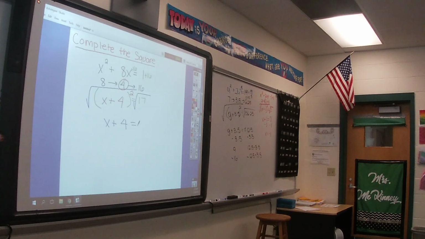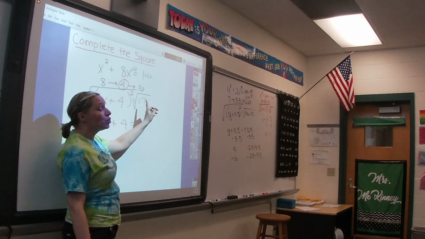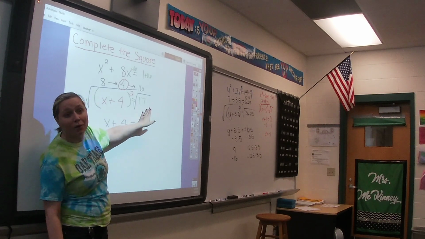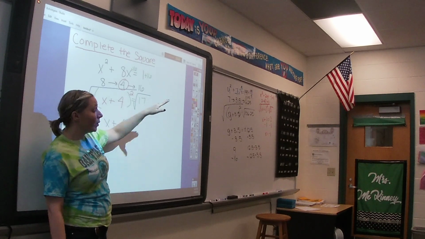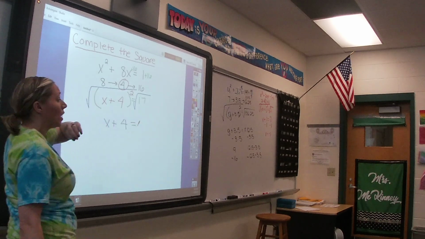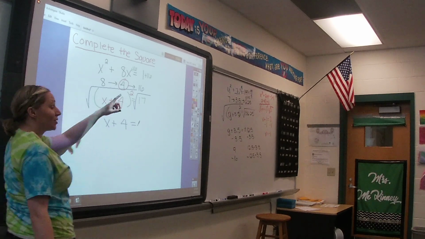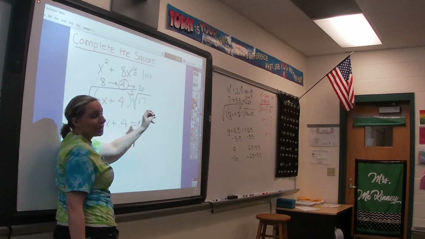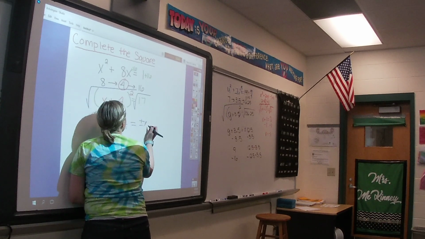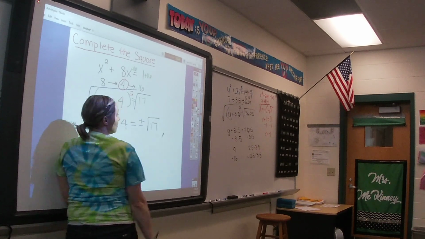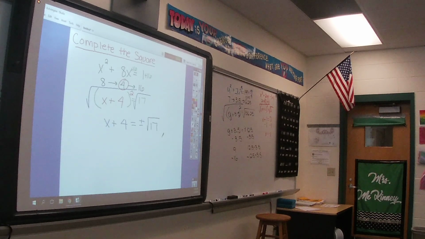So we do not want to approximate this. Do not put this in your calculator and round it. We are not in a situation where we are ready for an exact answer. We don't know what else could be done with this. We do not want to round, which means the square root of 17 is just plus or minus the square root of 17. I can't do anything with that.